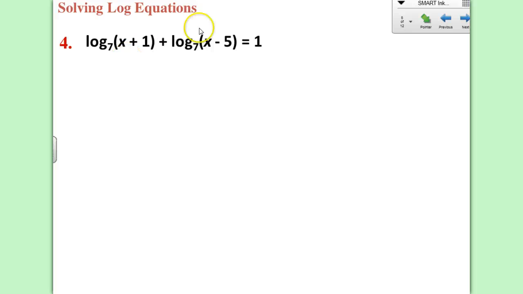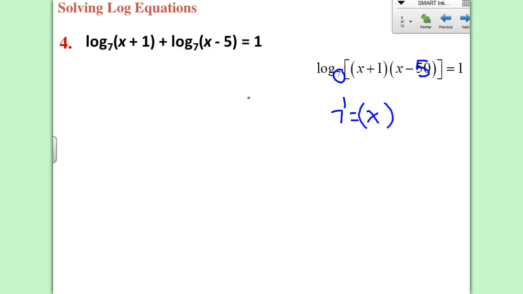And sometimes you get situations like this where you don't have a log on both sides. So there are going to be two different strategies. One of them is to just put these two together as a log. There is a typo right here, and I'll fix that. So now you say, okay, these two can go together, and I get the log of x plus 1 times x minus 5, which then creates, oh, I can now change it to exponential form. 7 to the 1 is equal to x plus 1 times x minus 5. And then you would carry on like that, and you would solve this quadratic equation and go from there.